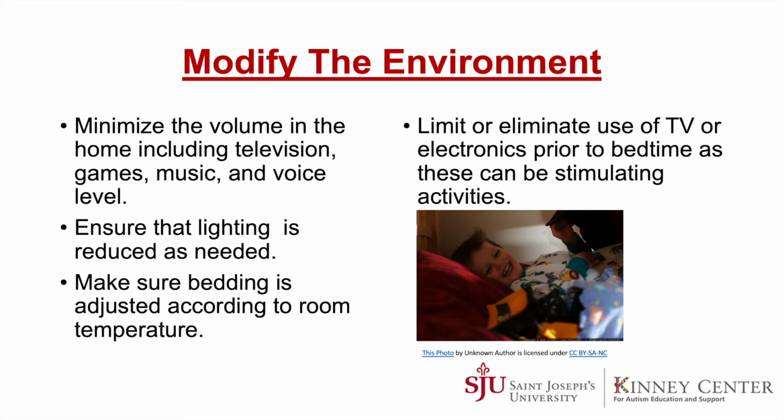So modify the environment. It's important, of course, to minimize the volume in the home. That includes the television, games, music, voice level, etc., especially if you have more than one child or more than one adult in the home during sleep time. Also, ensure that lighting is reduced as needed. Sometimes it's okay to have a night light, but you may want to try lamps instead of overhead lights. You may want to look at the moonlight, how that's coming into the child's room. All those different things can have an impact on falling asleep.